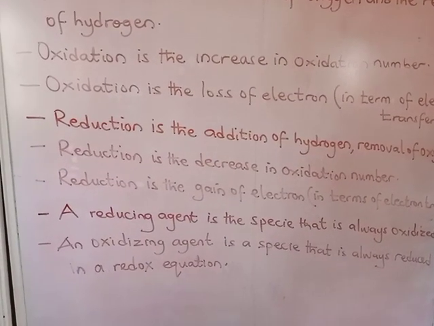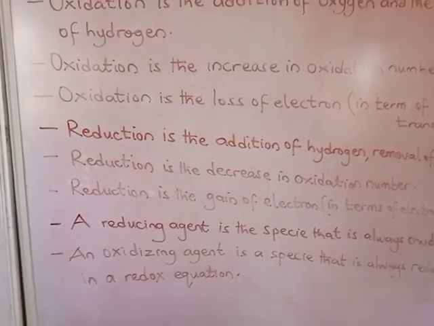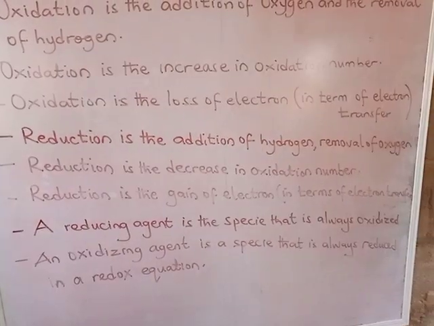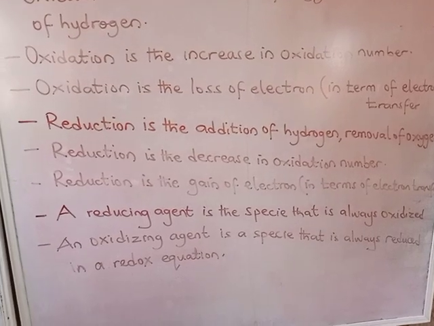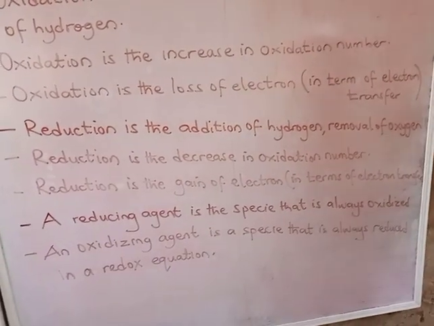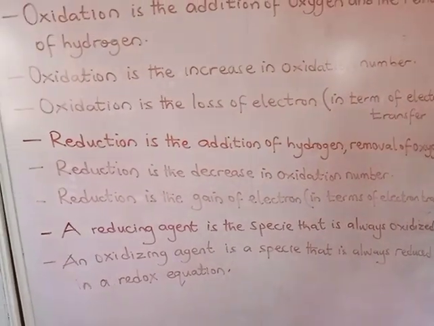And the reverse is the case for reduction. Reduction is the addition of hydrogen, removal of oxygen. Reduction is the decrease in oxidation number. Reduction is the gain of electron in terms of electron transfer. So you should note those definitions, they will help you a lot.